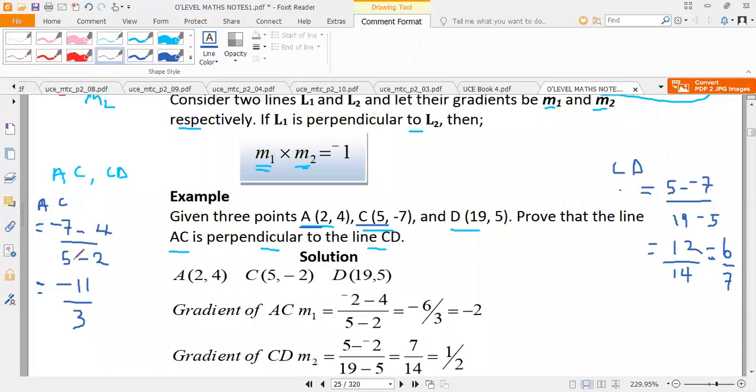So if we call the gradient for AC M1, and the gradient of CD M2, let's see what we get when we multiply M1 times M2. M1 times M2 will give us negative 11 out of 3 multiplied by 6 out of 7.